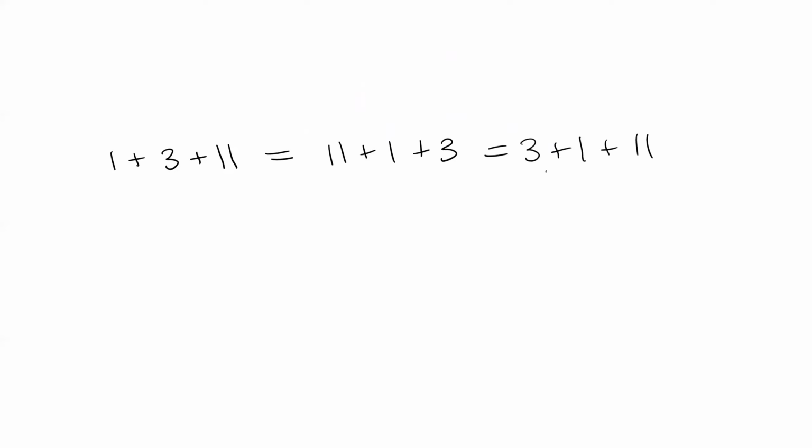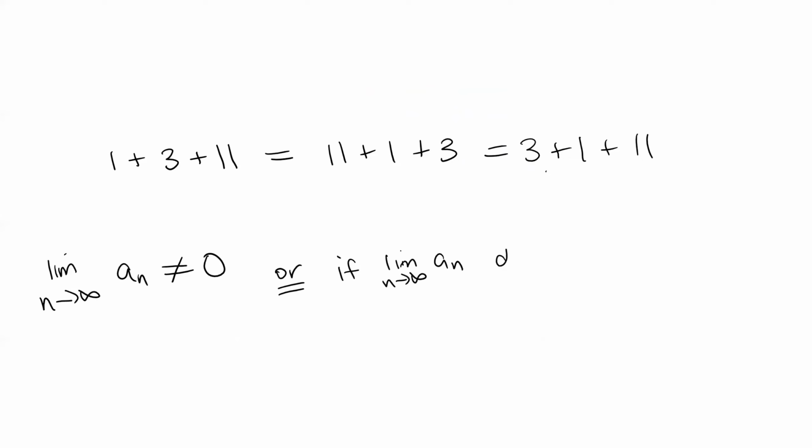Okay, more things to know about convergence. Say that you have the limit as n goes to infinity of a_n. If this does not equal 0, or if the limit as n goes to infinity of a_n does not exist, then our series diverges.